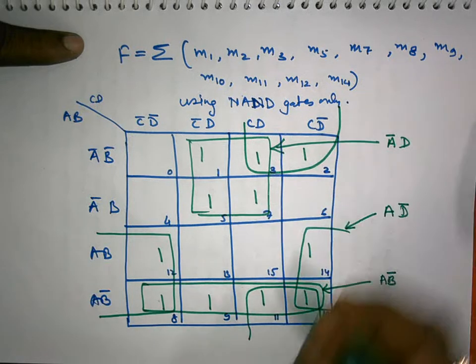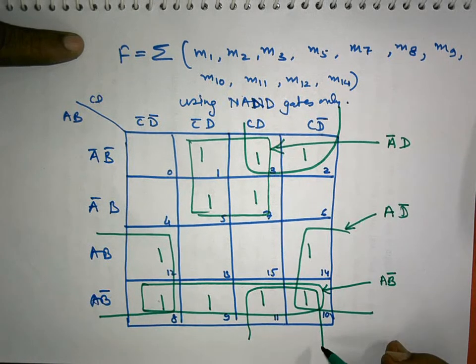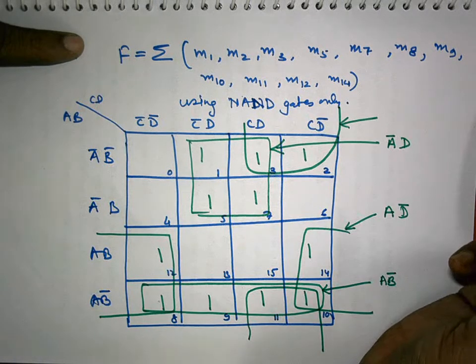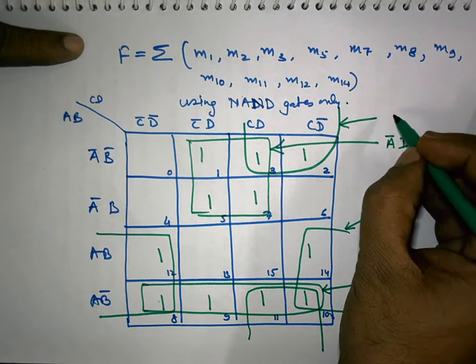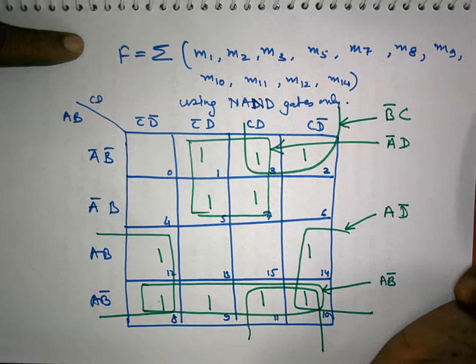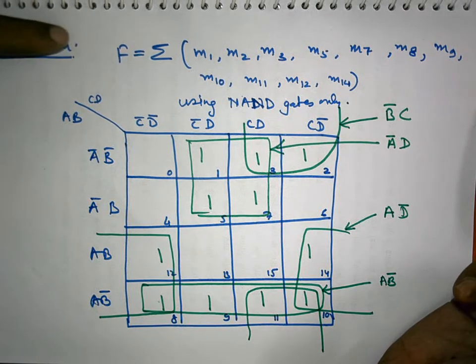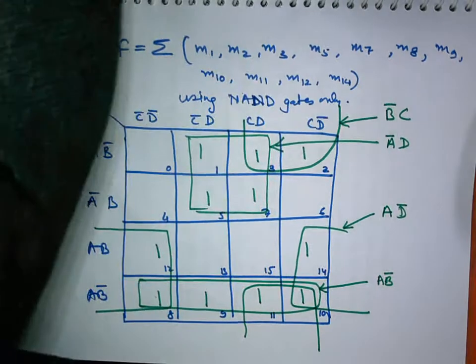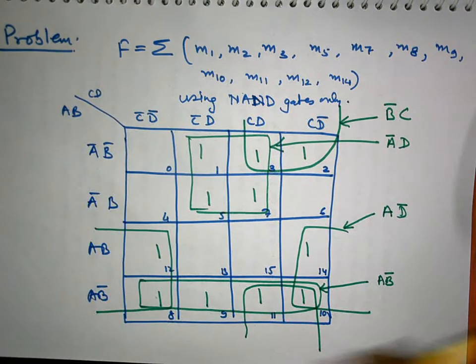A prime implicant can be formed by making a group like this, making a group of quad. So what is the variable out of it? B bar and C. Good. B bar C. Is there any other chance? Any other chance of reduction?